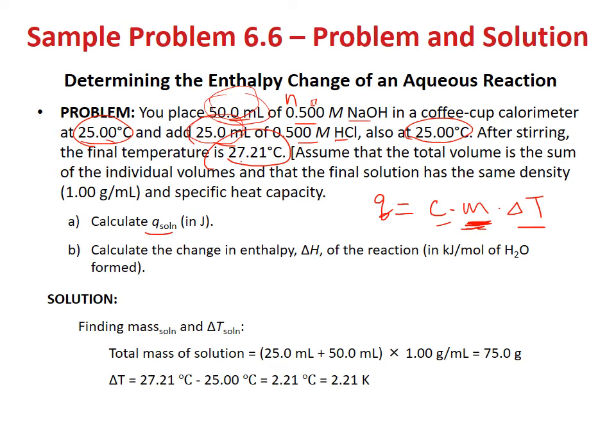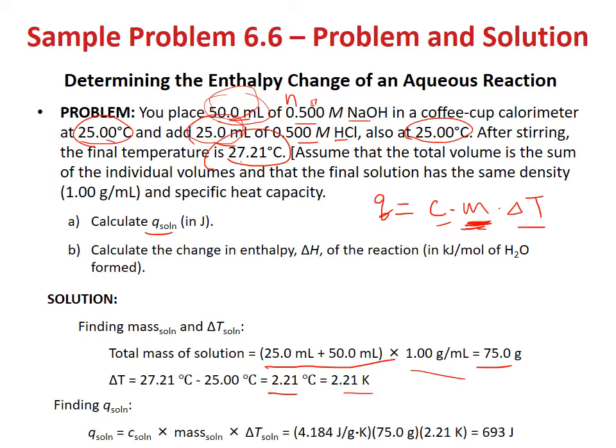First, the mass: we add the two volumes together and multiply by the density, and that gives you 75 gram. So the two solutions added together are a total of 75 gram of water. The temperature change is 2.21 Kelvin, so the heat can be calculated. That's the heat capacity of water times mass times temperature change, and that gives you 693 joule.